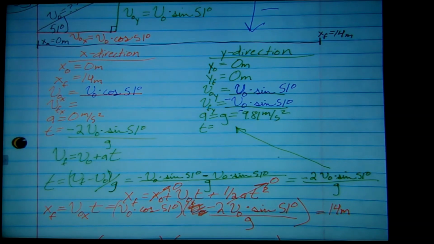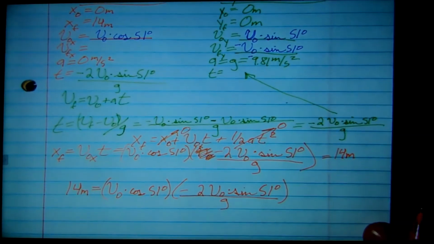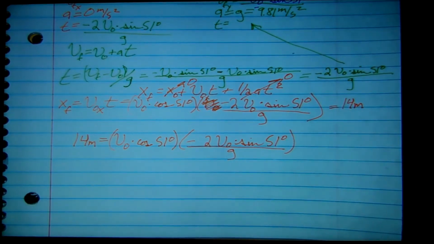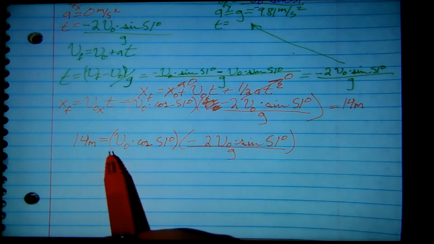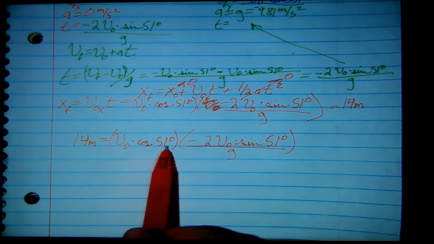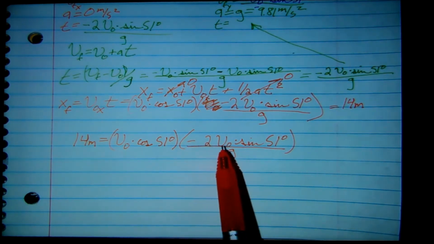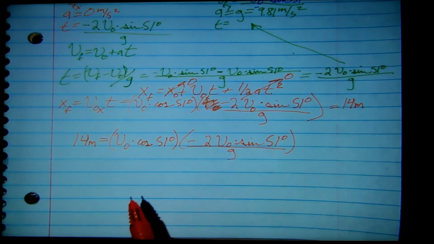Anyway, so we cleaned it up. 14 meters equals initial velocity times cosine of 51 degrees times quantity, -2 initial velocity times the sine of 51 degrees, all divided by gravity.